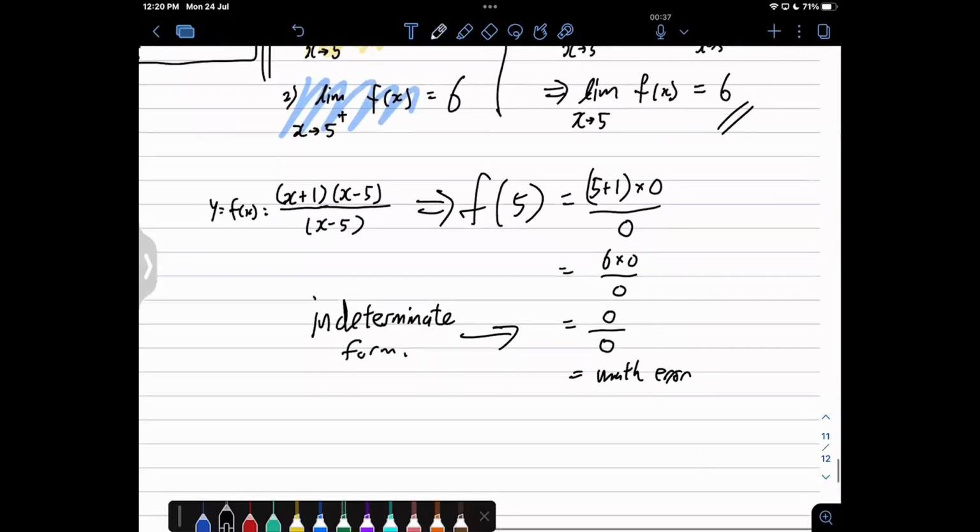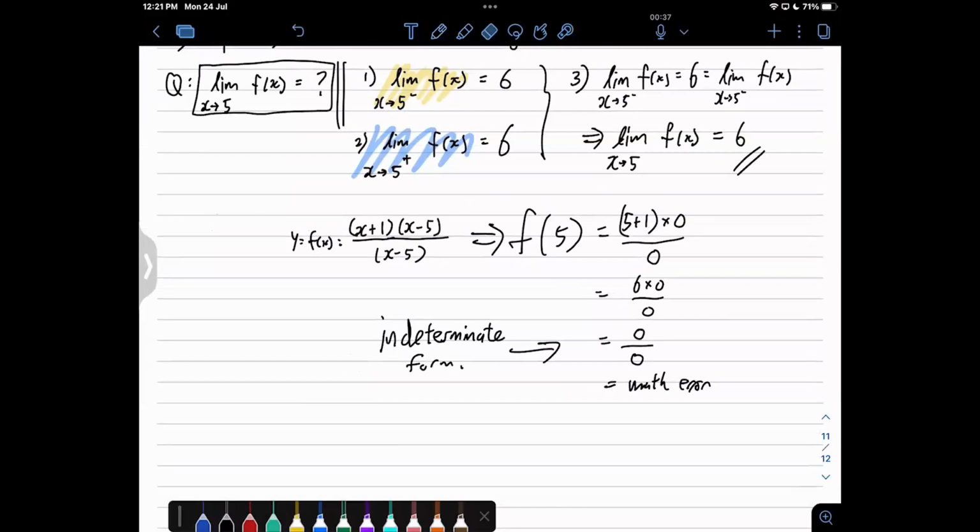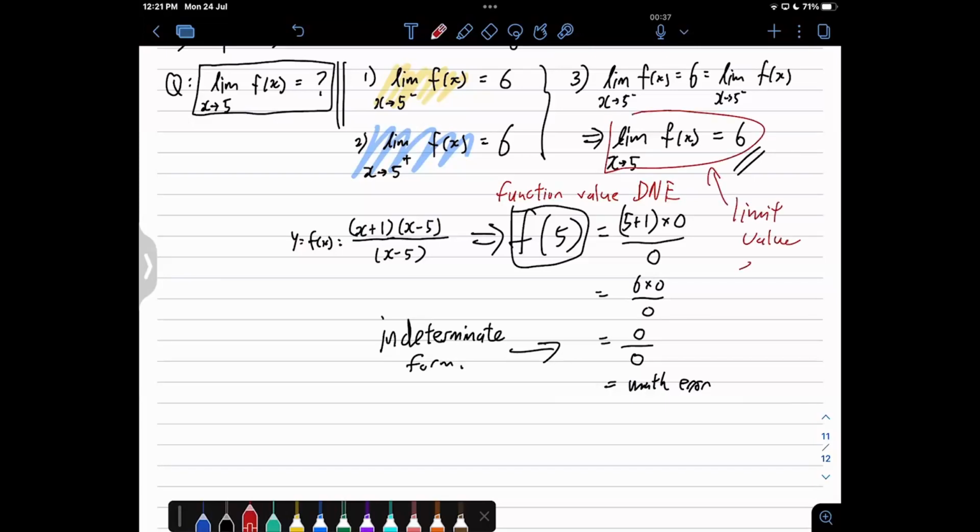Now, if you try to evaluate a function like this, actually not only if you take the limit, it's indeterminate form, correct. Then it's essentially a math error. Right? So the function value, this is what we call the function value, it doesn't exist. DNE. Yet the limit does. Limit value exists. The full limit.